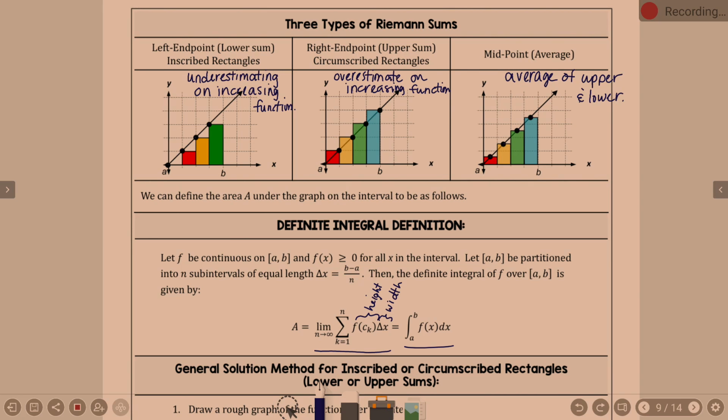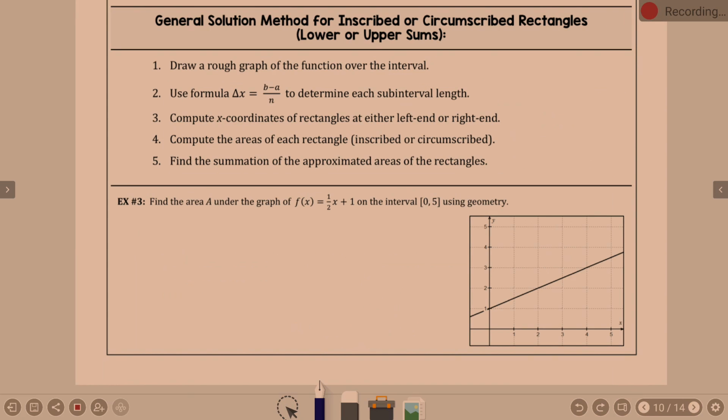General solution method for inscribed or circumscribed rectangles, lower or upper sum. Draw a rough graph of the function over the interval. Use the formula delta x equals b minus a over n to determine each subinterval length. In other words, if you're finding the area from 0 to 20, and they want you to have 5 intervals. I know that's an easy one I just gave, but this is a formula to help you determine how long the intervals are.